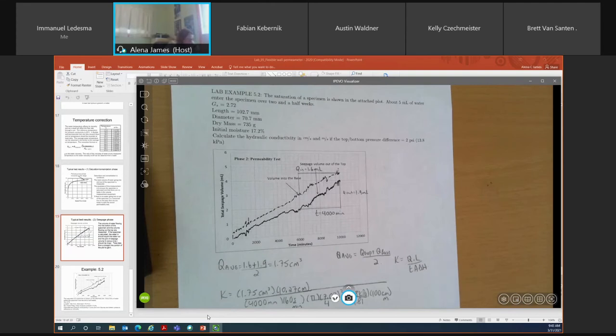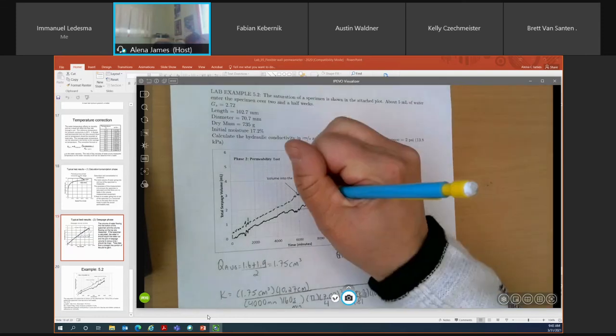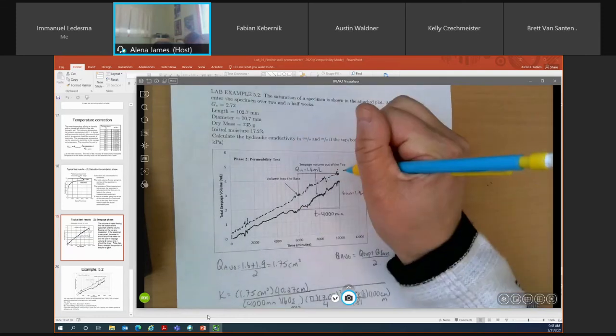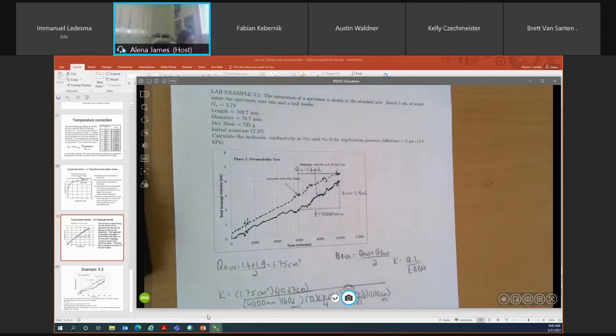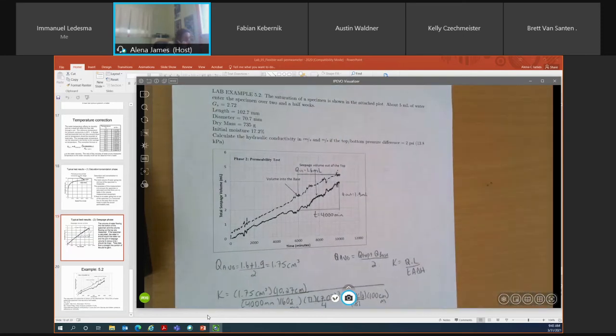So if I look at the graph here, it's not overly linear, but I would take the data between about 6,000 and 10,000 minutes. And you can just sort of assume that the line is linear. So you can just take one data point here at 6,000 and one data point here at 10,000. So you know the T value, or your delta T, is 4,000 minutes.